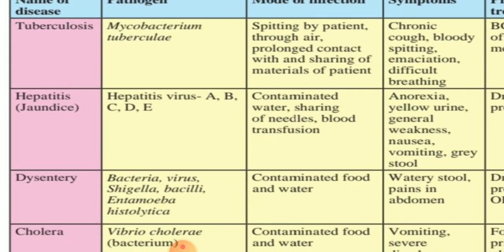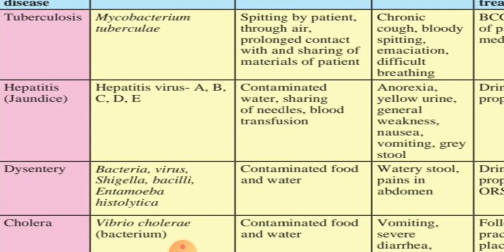Next is hepatitis, that is called as jaundice. Hepatitis viruses are of different types. Now you have seen coronavirus also has different types or different strains. Same way jaundice virus also has different types. These are A, B, C, D and E.